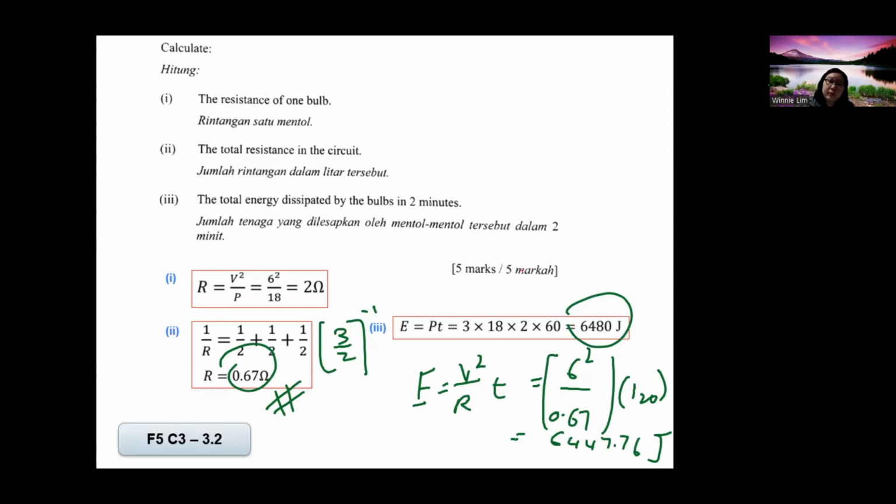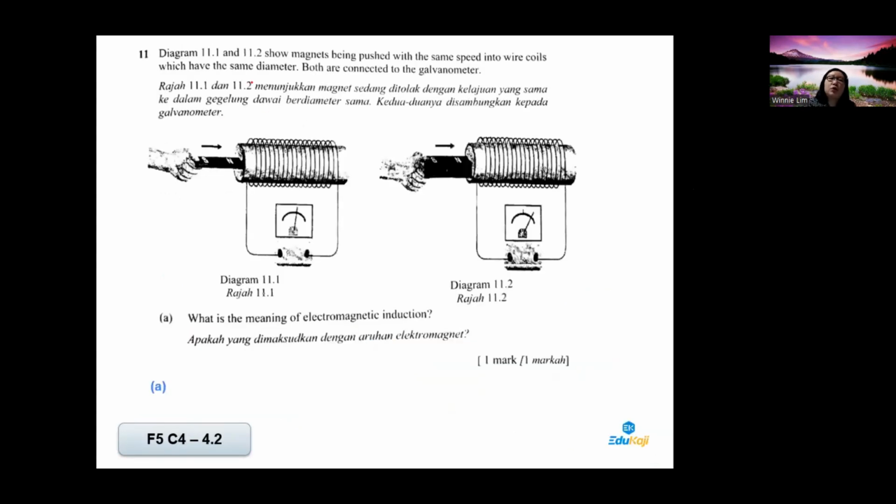Yes, we are already done with section B essay. Now we have the last question on section C. Section C essay question is a compulsory answer. You only have one question. So diagrams 11.1 and 11.2 show a magnet being pushed with the same speed into a wire coil which has the same diameter. Both are connected to the galvanometer. First, what is the meaning of electromagnetic induction?